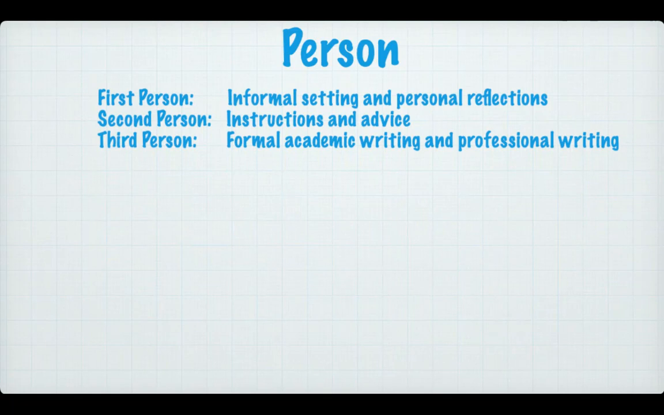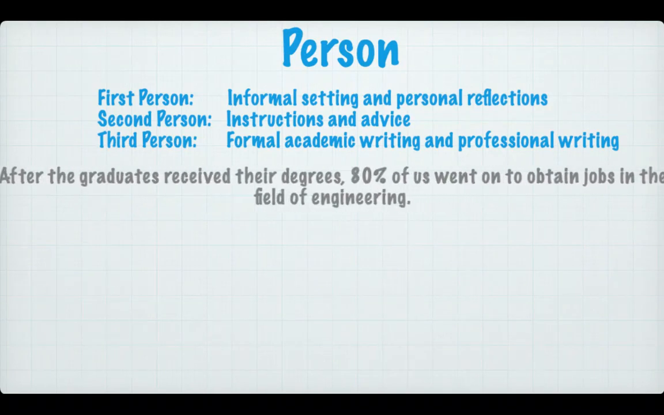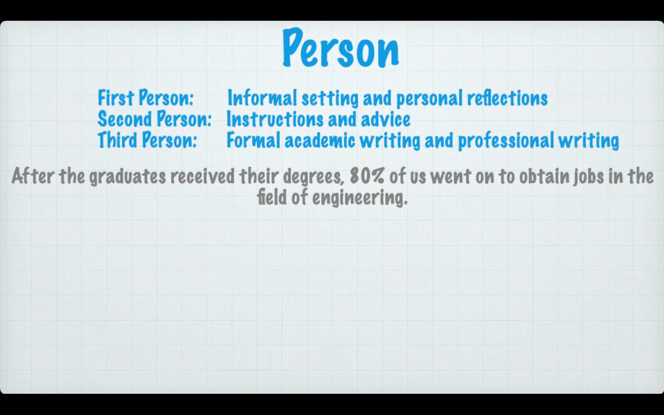If your writing includes frequent shifts from one point of view to another, it can be difficult for your audience to follow. Consider the following examples. After the graduates received their degrees, 80% of us went on to obtain jobs in the field of engineering. The words graduates and their are third person, but the pronoun us is first person. To fix this shift in person, the word us should be changed to them. After the graduates received their degrees, 80% of them went on to obtain jobs in the field of engineering. Much better.